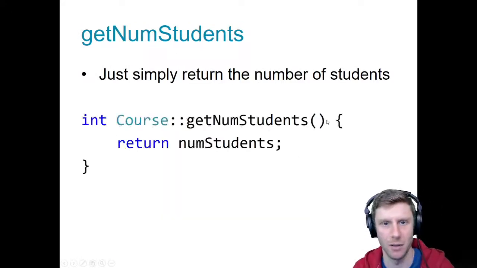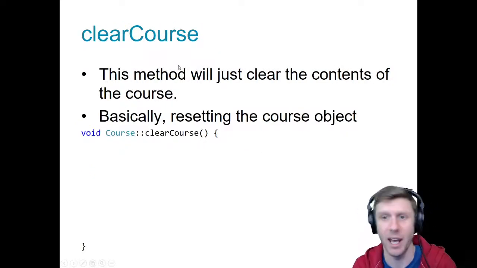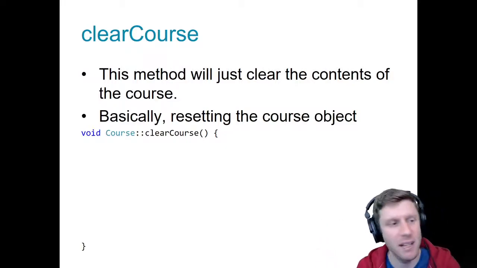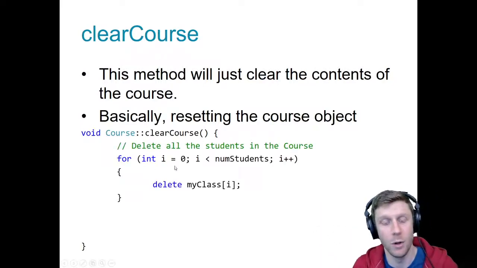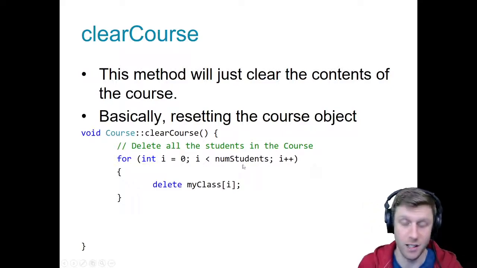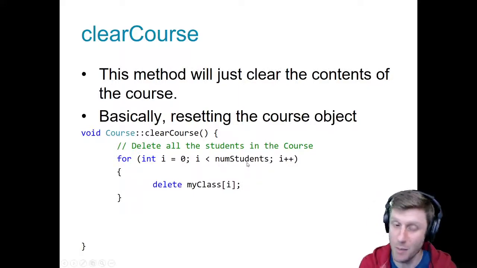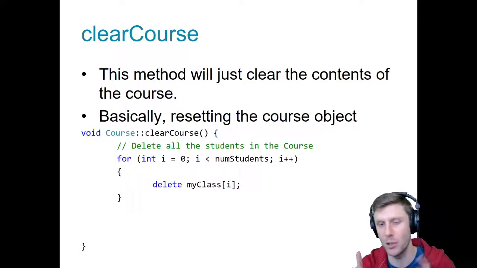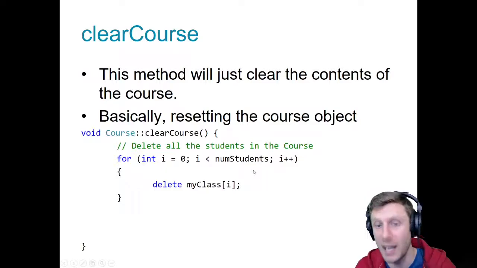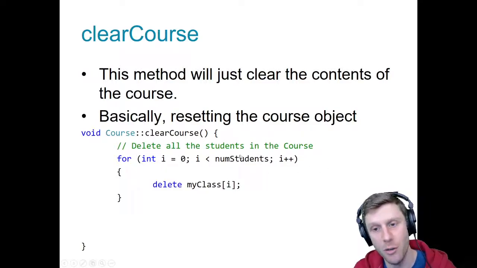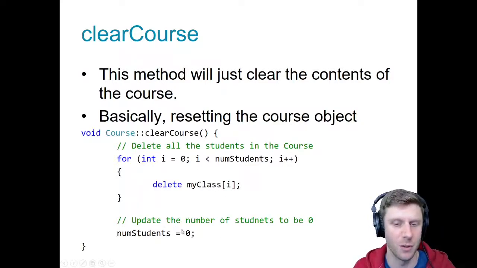Okay, here's another function, get number of students. Well, this is easy. Just return the number of students. Easy peasy. Clear course. All this one's going to do is go through, and I don't care how many students are in here, just delete them all. So we're going to go through the whole array. Actually, no, that's not true. We're not going to go through the whole array. We're going to go through the array up to the number of students we have in it. Because remember, the maximum size of the array and the number of students in the array can be very different. But number of students must always be no bigger than the size. So we're going to go through each one and delete each one, and then set number of students to 0.